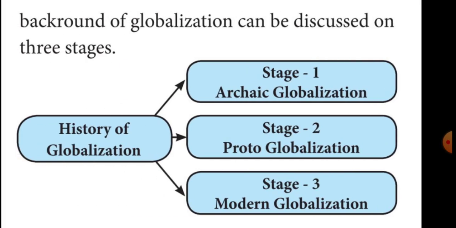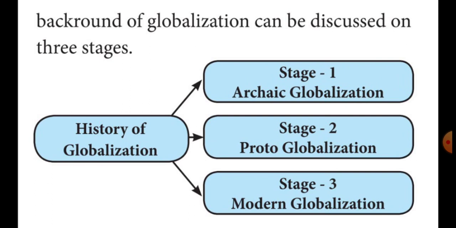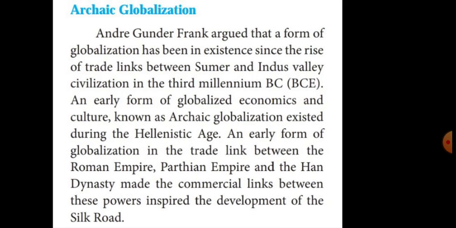Then globalization can be discussed in three stages. The first one is archaic globalization. The second one is proto-globalization. The third one is modern globalization. I will repeat. Globalization is classified into three stages. Stage 1 is archaic globalization. Stage 2 is proto-globalization. Stage 3 is modern globalization. Now, first of all, I am going to explain the first stage. Which is the first stage, students?